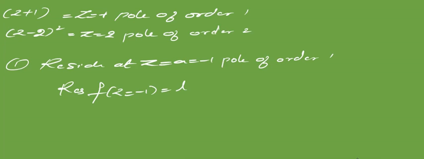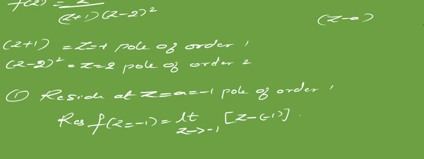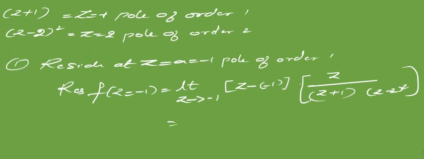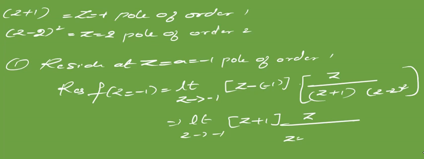So as per the formula, we are defining the pole of order 1, so limit z tends to a, but instead of a I have minus 1, into z minus a, so it's z minus of minus 1, into f of z. What is our given function? The given function is z by z plus 1 into z minus 2 the whole square. So you can refer to the formula in my lecture. So limit z tends to minus 1, z minus of minus 1 will be z plus 1, into z by z plus 1 into z minus 2 the whole square.